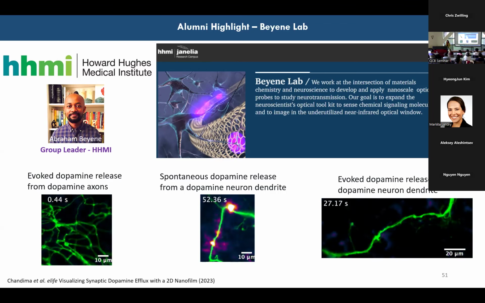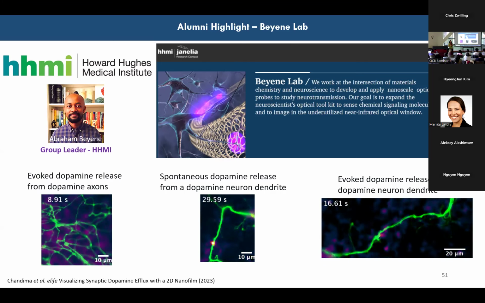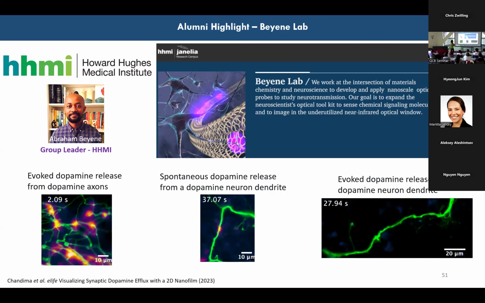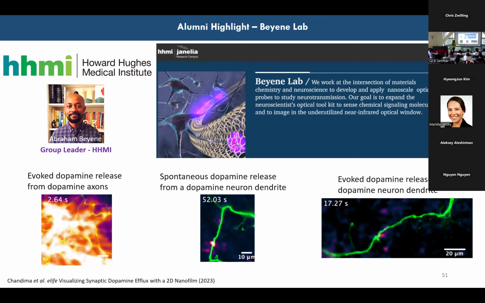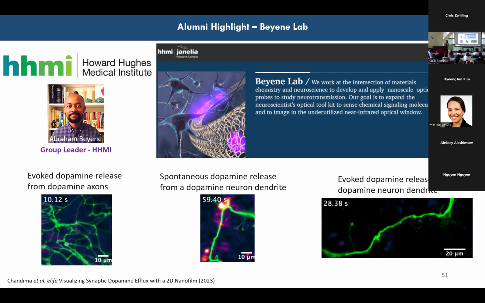What's really beautiful about Abraham's data, especially the one that looks at multiple neurons together, is that he's seeing that release events don't necessarily come from dendritic projections alone. So he's seeing somatodendritic release and even the capacity to release from the soma, which previously was not really thought to be a canonical part of neurochemical signaling pathways.